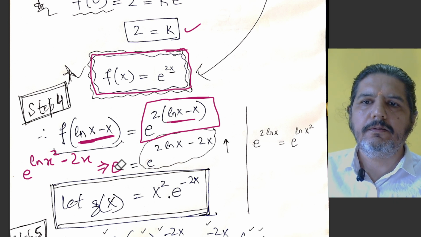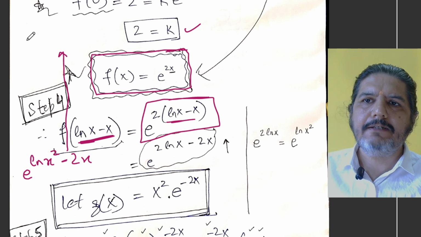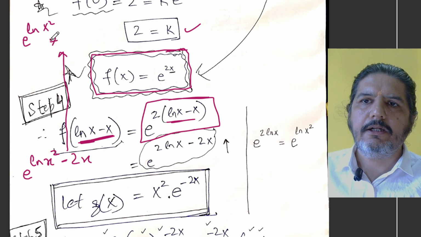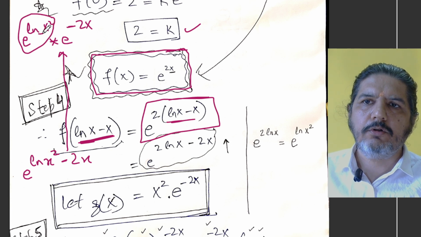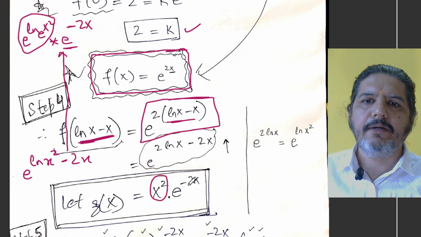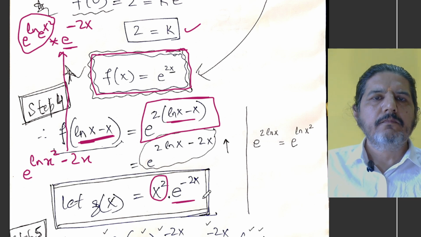Let me write it here so that you can see clearly. This can be written as e raised to ln x square multiplied by e raised to power minus 2x. Now this term, because here also the base is e, would simply be equal to x square multiplied by e raised to power minus 2x. I hope this is clear.